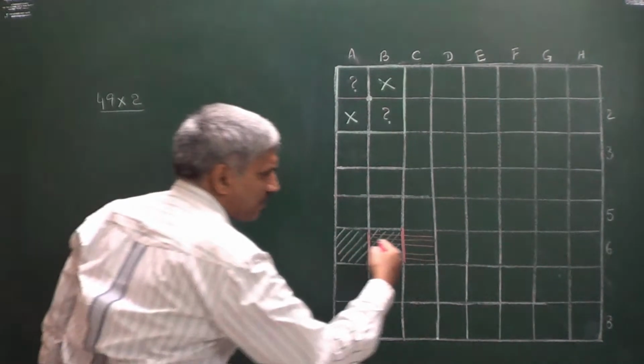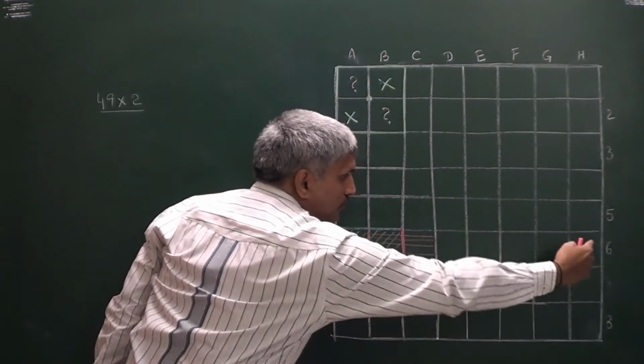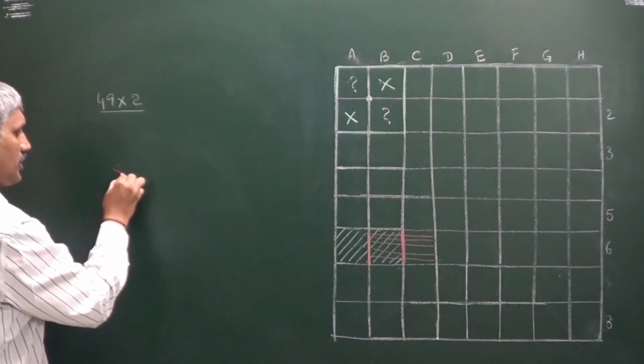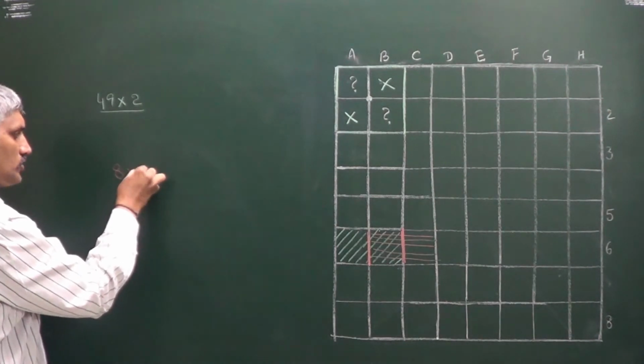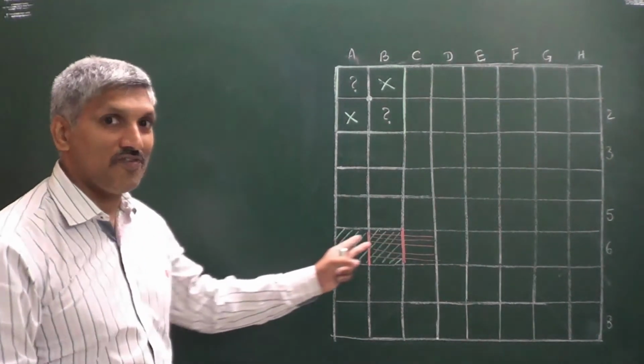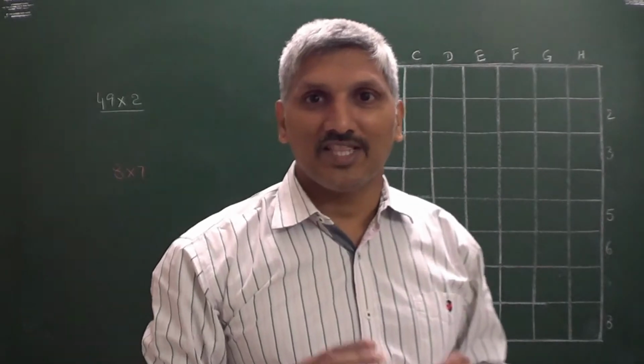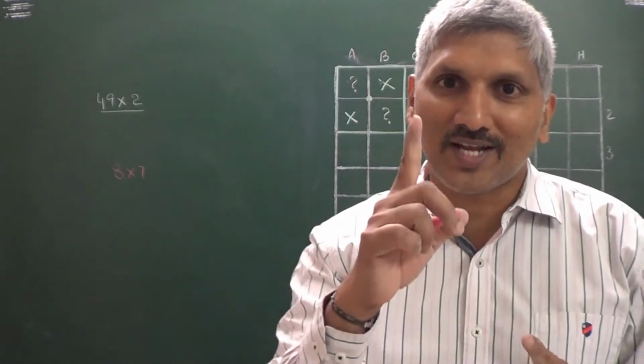Now these type of rows, how many are there? These type of rows we have 8. So 8 into 7 is equal to 56 possibilities, the number of ways of selecting squares having one side common.